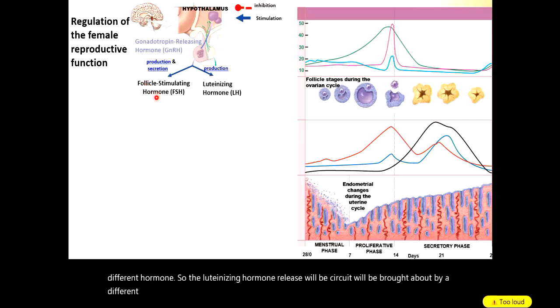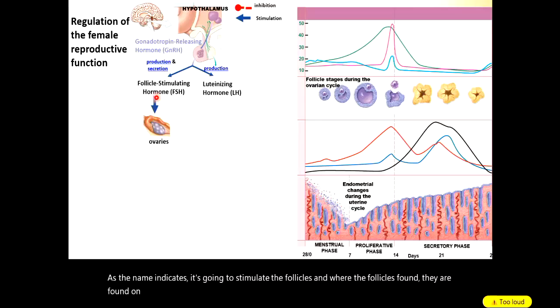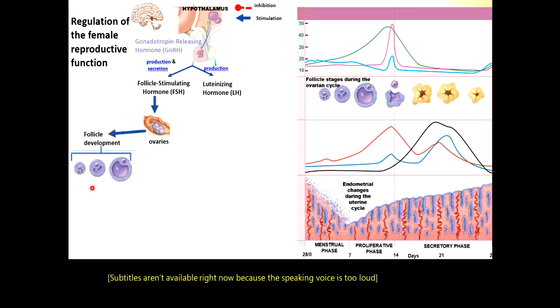So what does follicle stimulating hormone do? As the name indicates, it's going to stimulate the follicles, and where are the follicles found? They are found on the ovaries. Right? We talked about the primordial, primary, secondary, tertiary follicles. Right? It's going to act on the ovaries, lead to follicle development as shown here. Right? So this picture here is showing you how the follicles are developing.